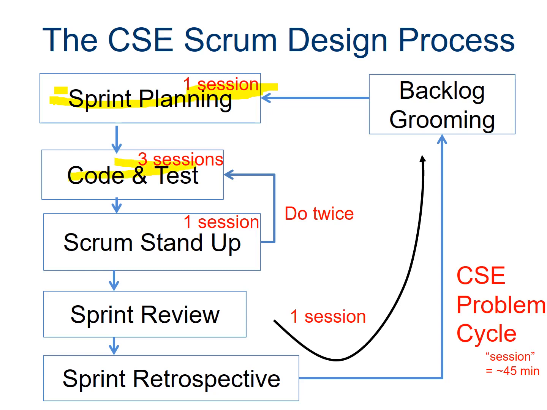Then you'd spend 3 periods, let's say, coding and testing, and 1 period where you'd have your stand-up. Then you'd repeat that same code and test and Scrum stand-up twice, so that would be a total of 3 plus 1 is 4. Doing it twice is another 4 days, so that'd be 8 days. Then you'd spend another period doing a sprint review, retrospective, and then backlog.